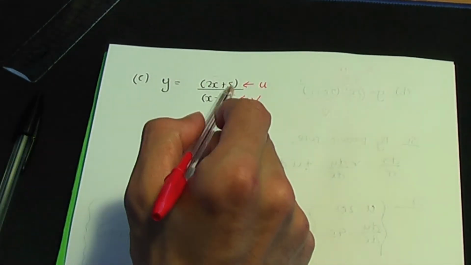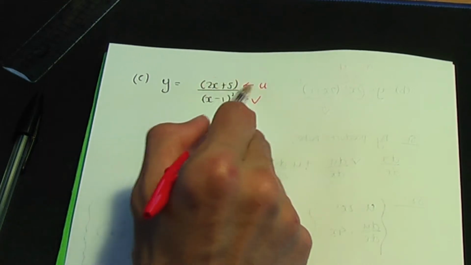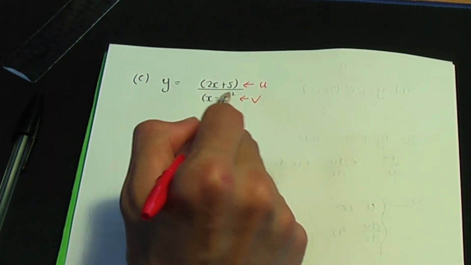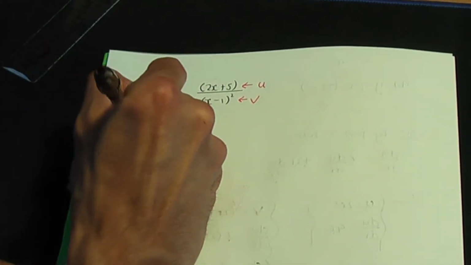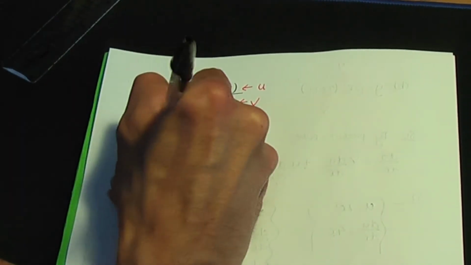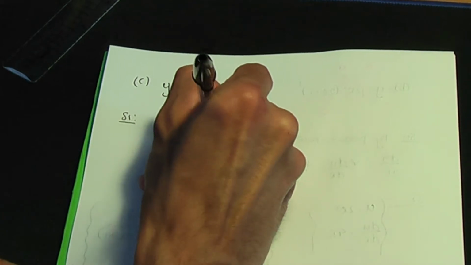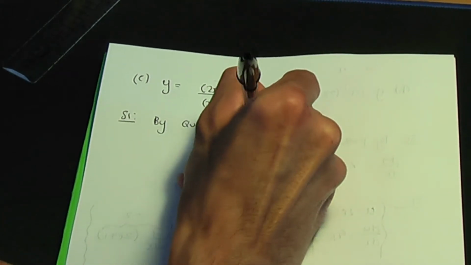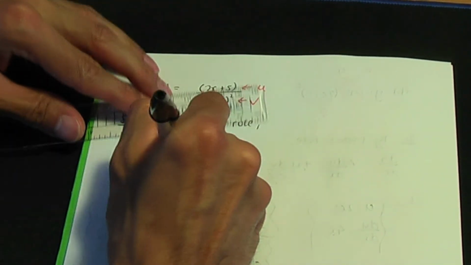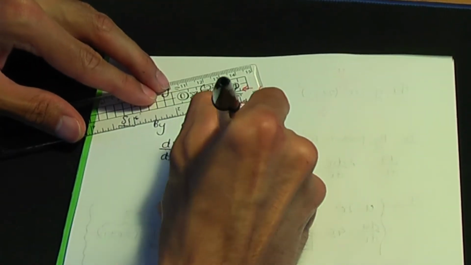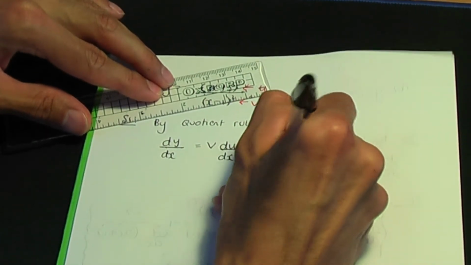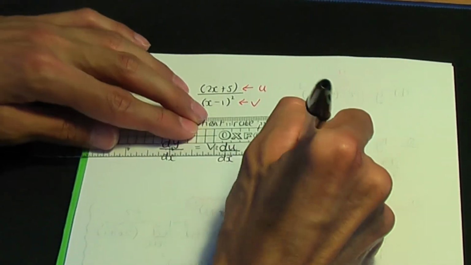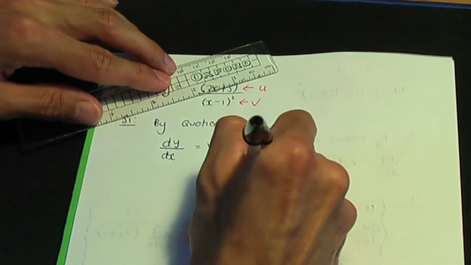So when you apply the quotient rule, u is the term in the numerator, v is the term in the denominator. Okay? So in step number 1, by quotient rule, let me write down the rule: dy over dx is v du by dx minus u dv over dx, everything over v squared.